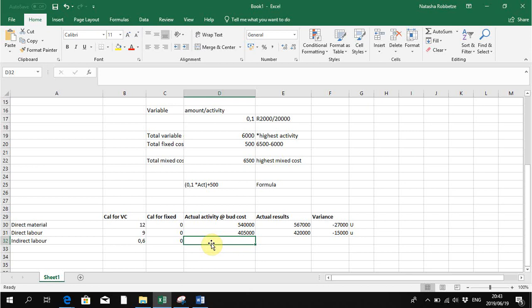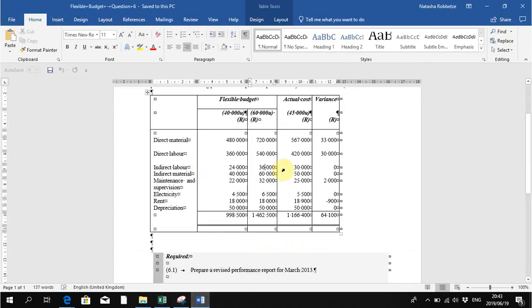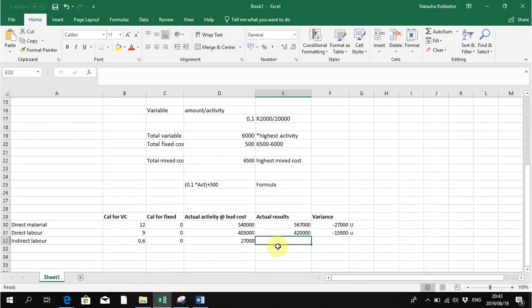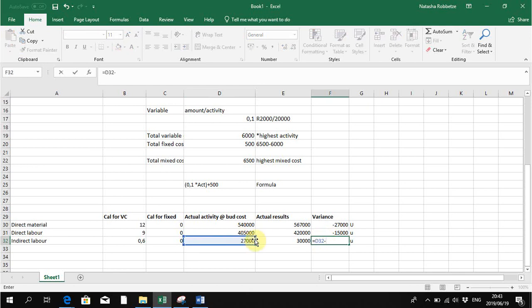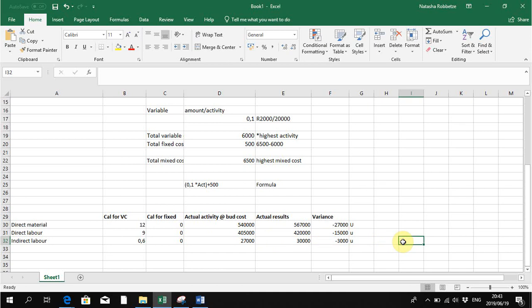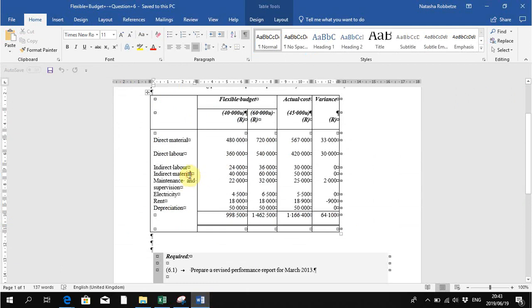Then the activity, it was 45,000 units at 60 cents. What did we actually spend? We actually spent 30,000. So again, this is going to be unfavorable, because the budget allowed me to spend on indirect labor 27,000 Rand. I spent 30,000, so I overspent by 3,000. And this is negative because you should always stay within the budget or spend less than the budget to have a favorable variance.